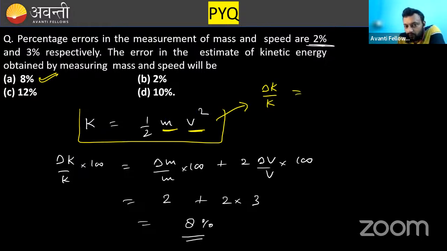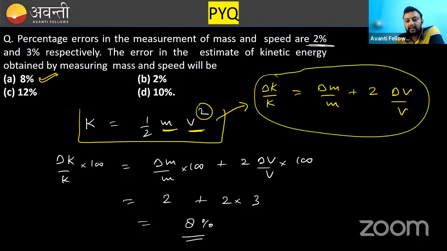So you just need to do one thing. It is equal to delta m by m. Why delta m by m? Because it has no power. The term which has a power, you write the power before delta v by v. This is the formula for the calculation of percentage error. If there is a relation between quantities, then the addition of the errors in the respective quantities is the total error in the measurement. The addition of the percentage error of each quantity will be the total error.